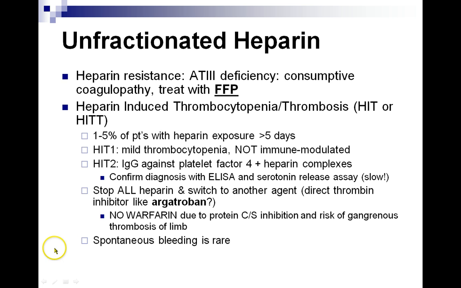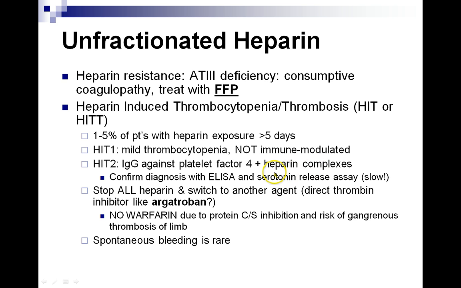We need to spend a minute and discuss heparin-induced thrombocytopenia and thrombosis, which is called HIT with 1 or 2 T's depending on your convention. Up to 5% of patients who get heparin for more than 5 days are at risk of developing HIT. And there are actually 2 different kinds described. There's HIT1, which is just a mild thrombocytopenia. This isn't immune modulated, and it's thought that this probably happens pretty commonly in patients who get exposed to heparin. But HIT2, which is the HIT that everyone's talking about, is an actual immune modulated reaction against platelet factor 4, together with heparin complexes.